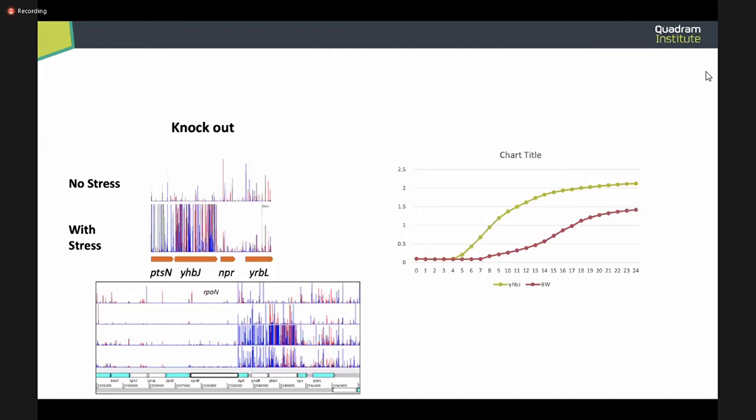Here is another example of that. The yhbJ gene is knocked out in this particular stress condition of triclosan. As we have the knockout of the yhbJ gene in our Keio library, we compared it with the BW wild type. We can see that the knockout performs better as compared to the wild type.